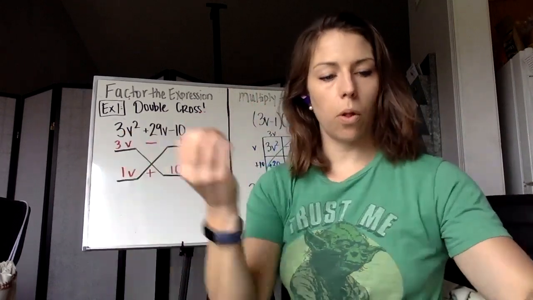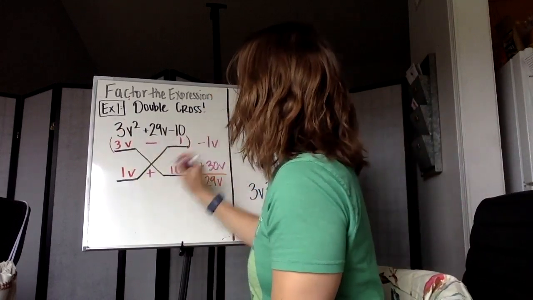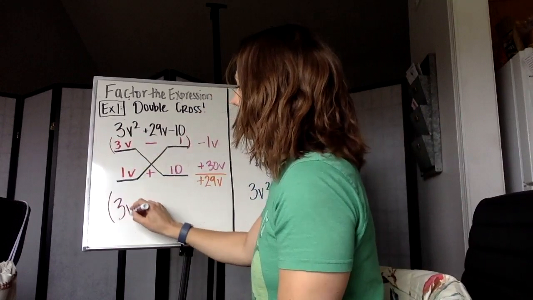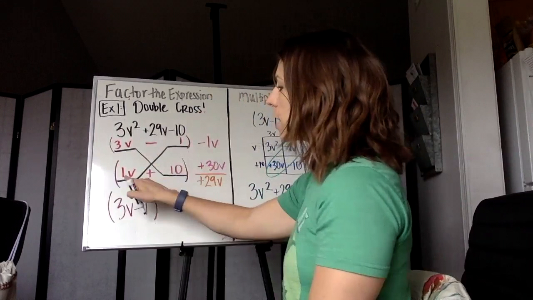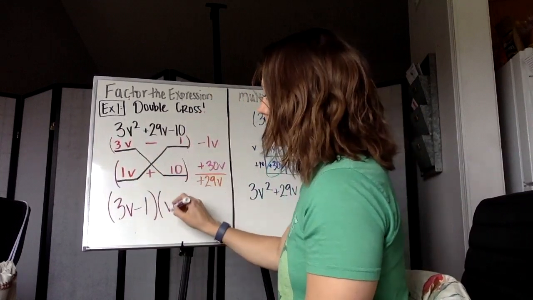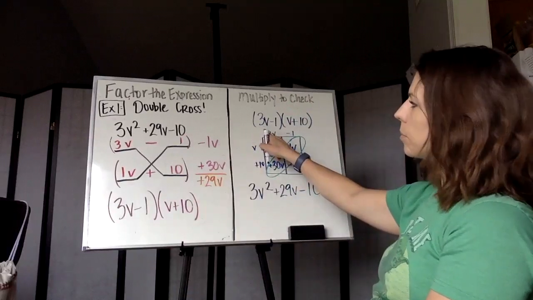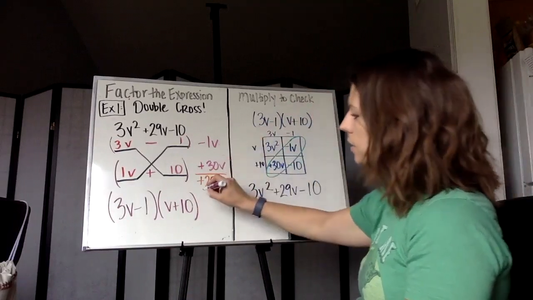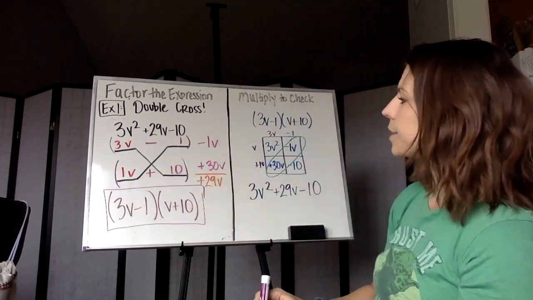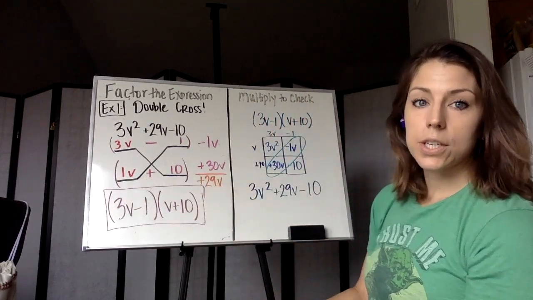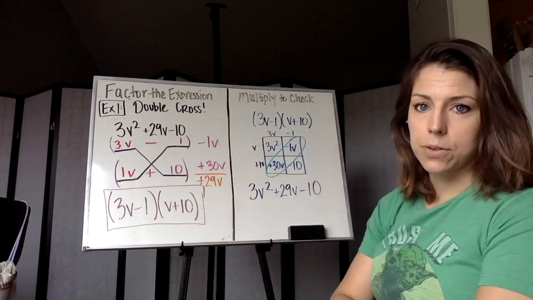And then you just pull your two binomials out. My first binomial is 3v minus 1. And my second binomial is 1v, which is just v, plus 10. Let's see, does that match our answer from supergrouping? Yes, it does. So even using double cross, I ended up with the same answer. So if you like double cross, pause the video now, do the second example, and come back when we do it again.